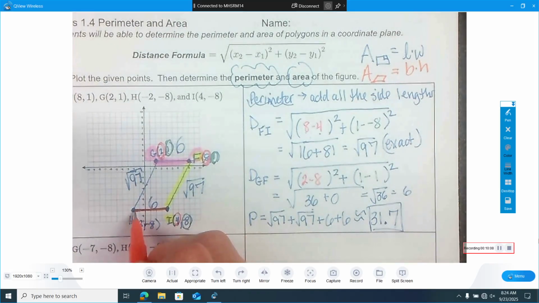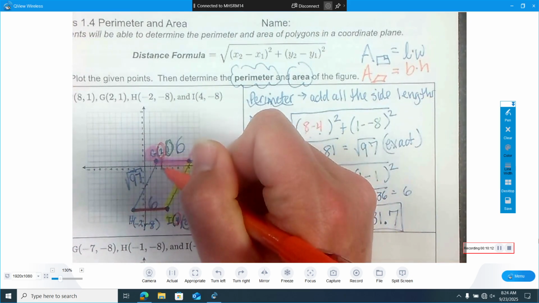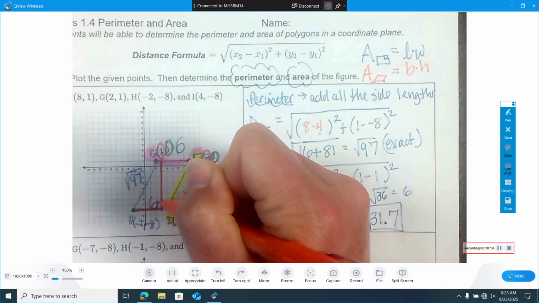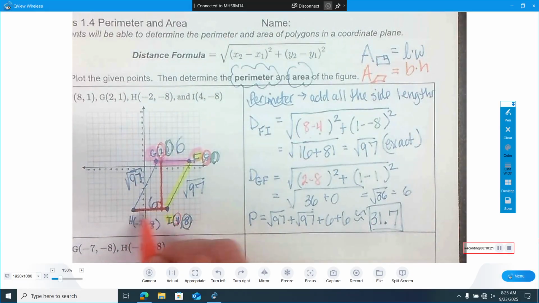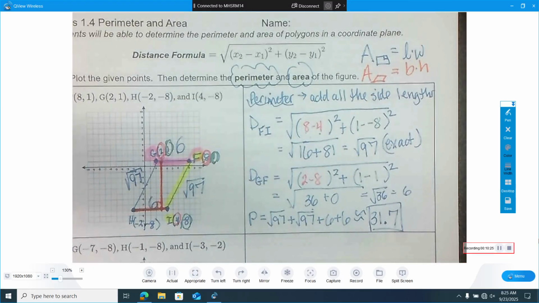So here we have our base, and the height is the distance that is perpendicular to that, straight up and down. So here we see these two. This is called the base, and the height is right here. So you see how they're at right angles to each other, perpendicular to one another? Okay? That's how we find the area.